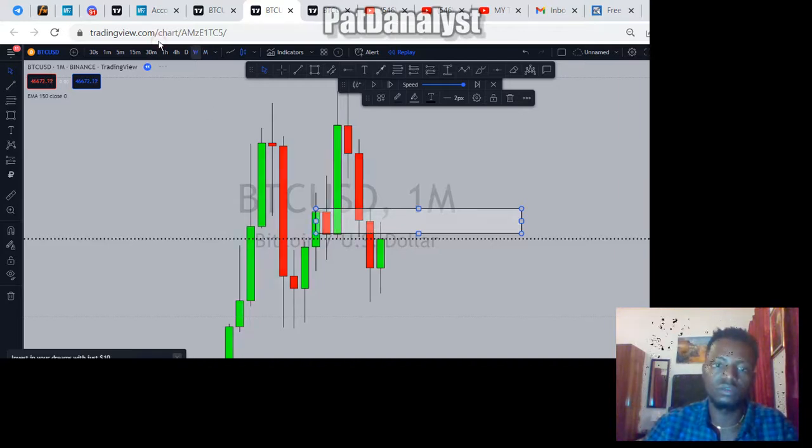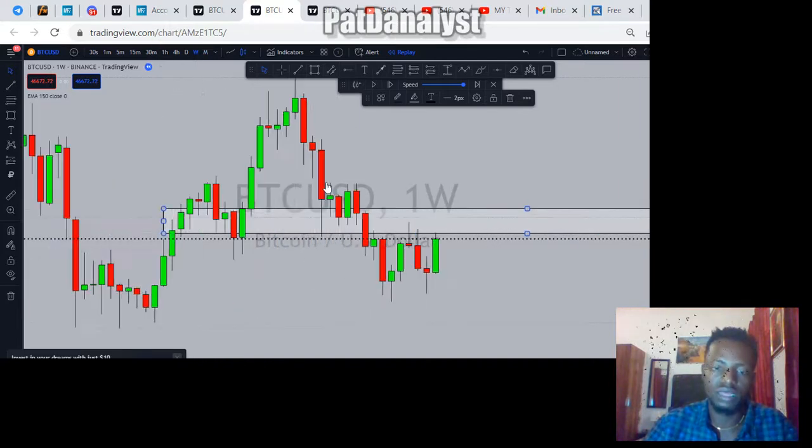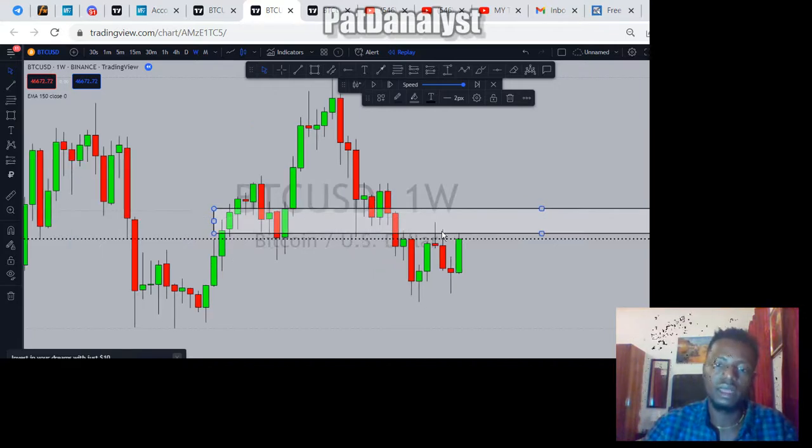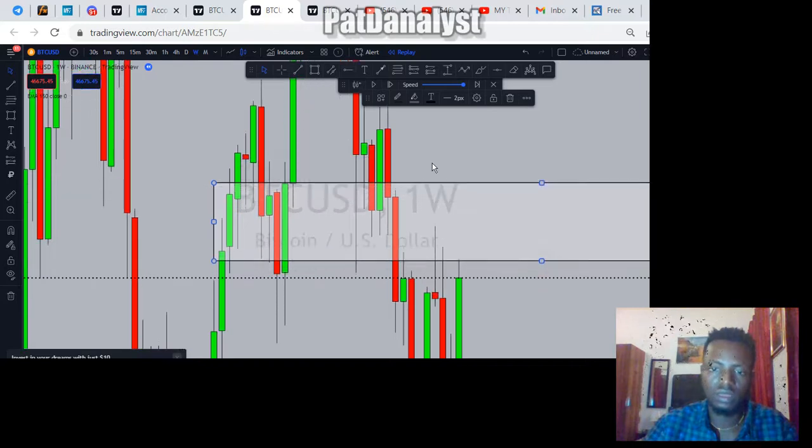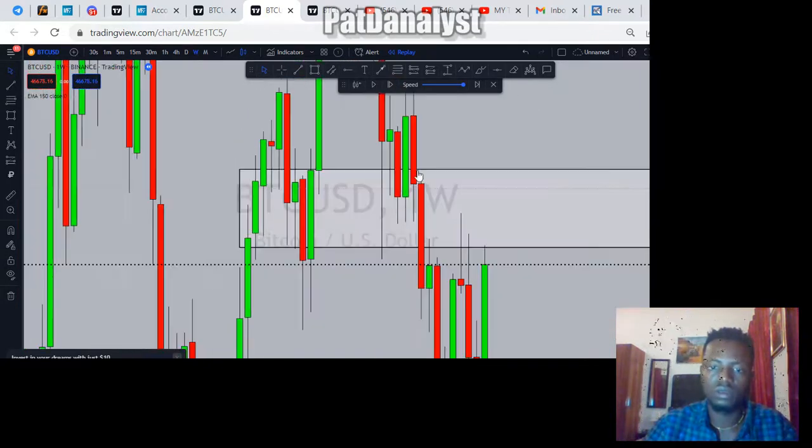So then we went over to the weekly time frame to check. Over on the weekly time frame, we're able to see that there are other structures there also. So I'm going to leave this monthly time frame structure here. I'm going to leave the box, and then I'm going to lock it so it can't be movable.